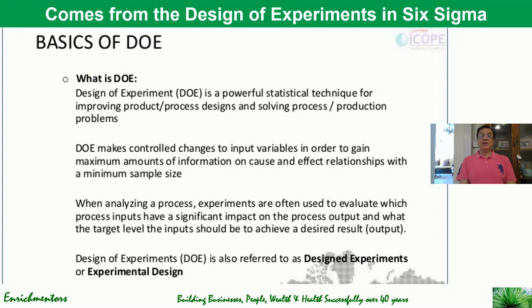When analyzing a process, experiments are often used to evaluate which process inputs have a significant impact on the process output, and what target level of input should be achieved to reach a certain level of output. This method of DOE is also called designed experiments or experimental designs.